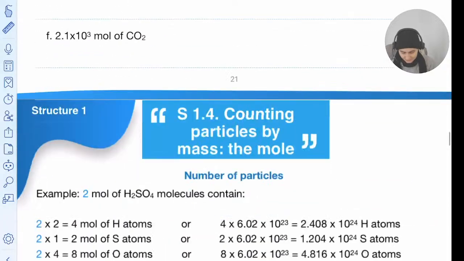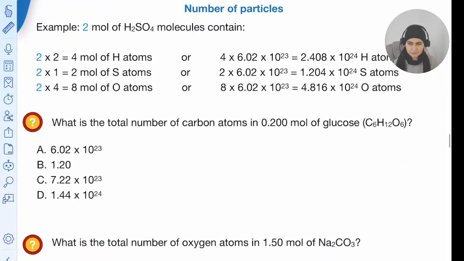That's pretty straightforward. Next, of course, that's not the exam style question. This would be the exam style question. For example, they could ask, we have 2 moles of H2SO4, and we need to calculate how many atoms of each element we have there, right? So if you have 2 moles of H2SO4 molecules, it means that you have 2, you see this blue 2, it's the number of moles, times 2, so 4 moles of hydrogen atoms.